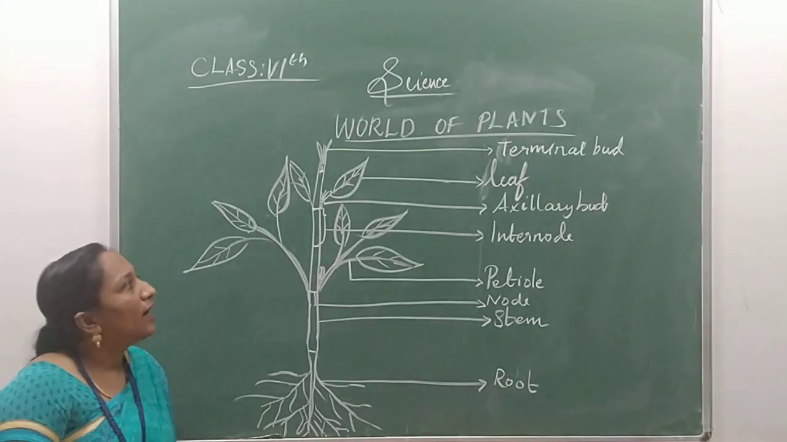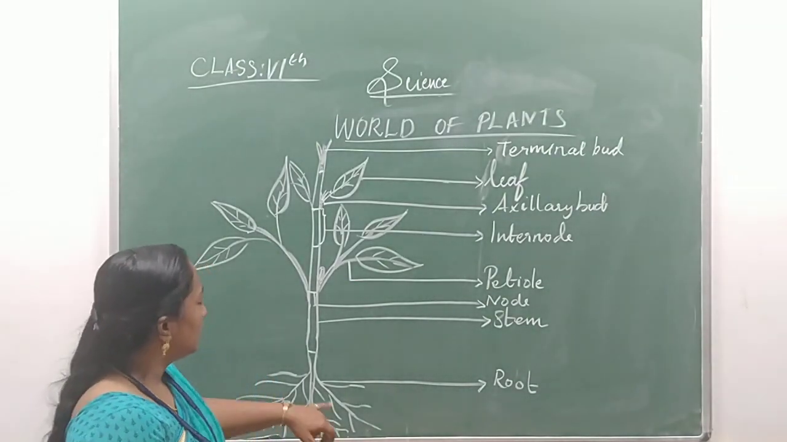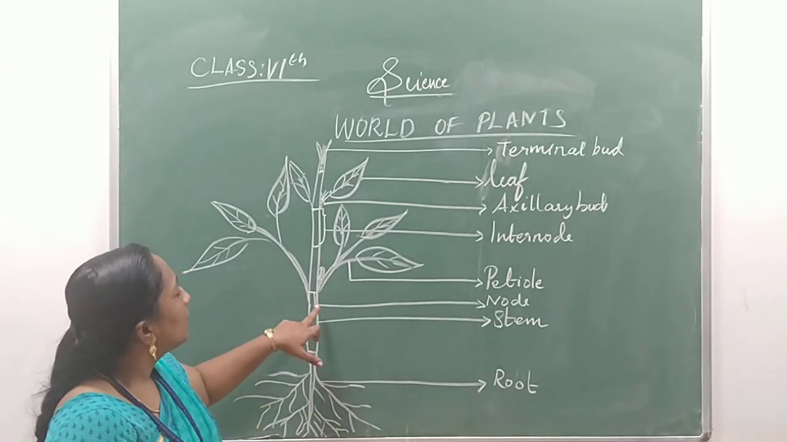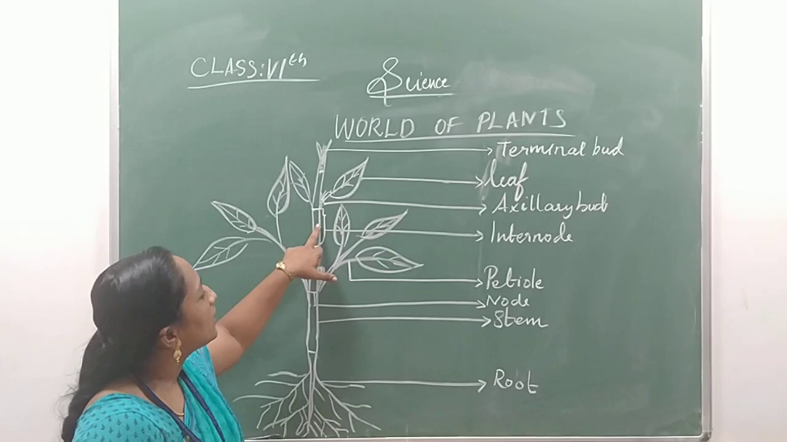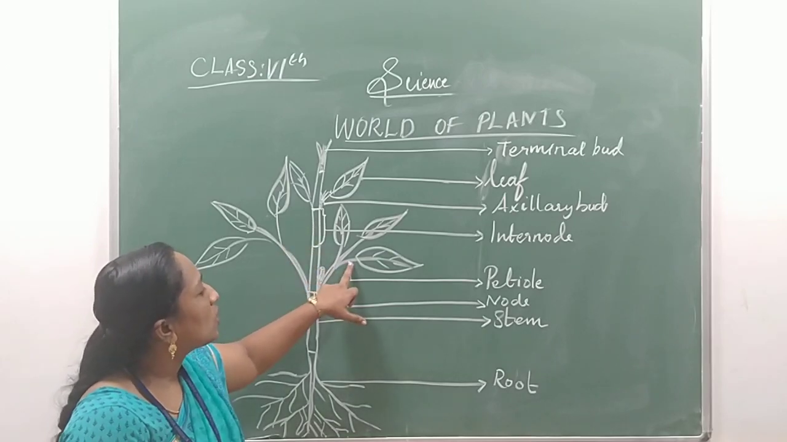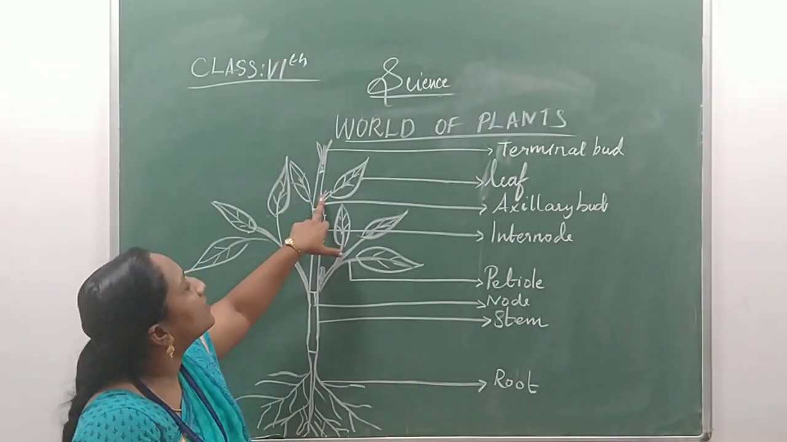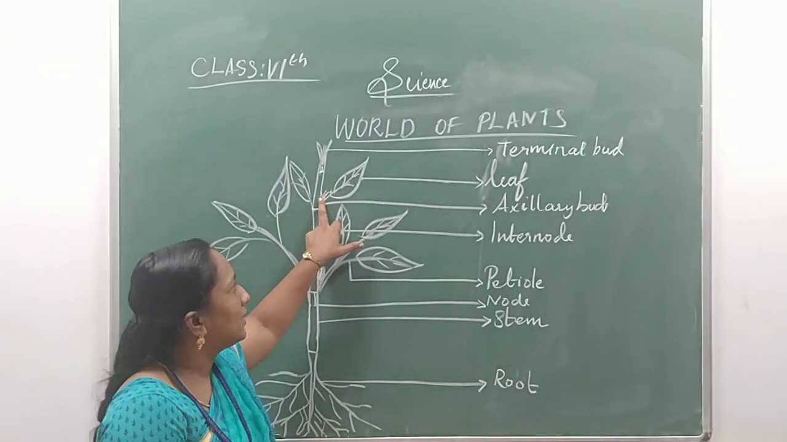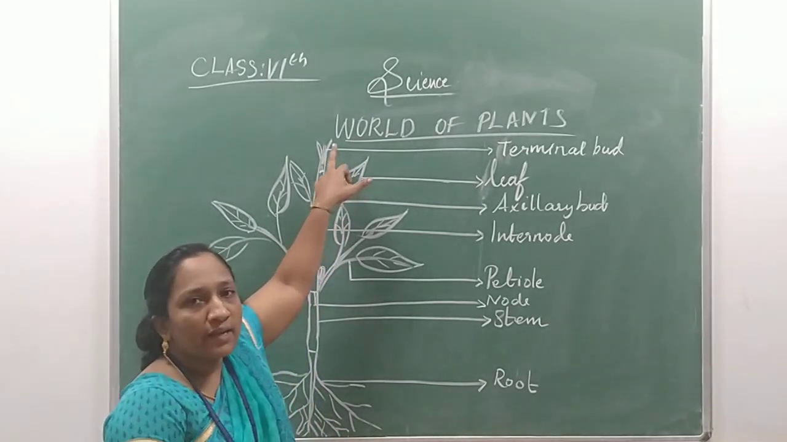So this is a plant diagram with labels. This is root and stem, and these are nodes. The distance between two nodes is called internode, and the small stalk is called petiole. If a bud is formed in the axis, it is called an axillary bud, or if it is formed at the terminal, then it is called a terminal bud.